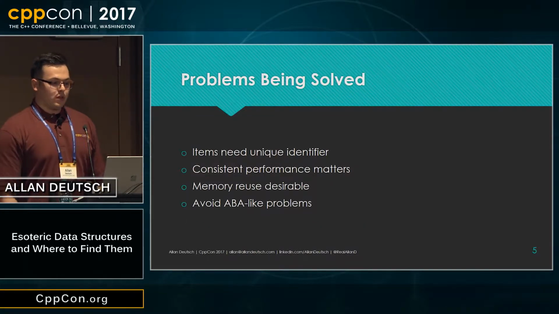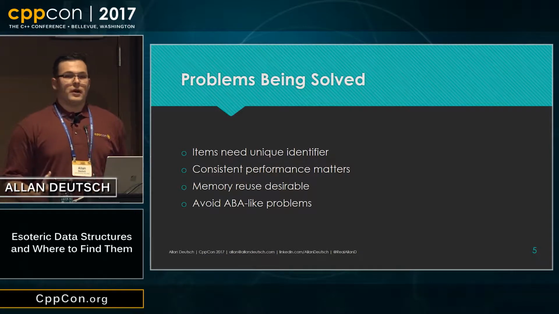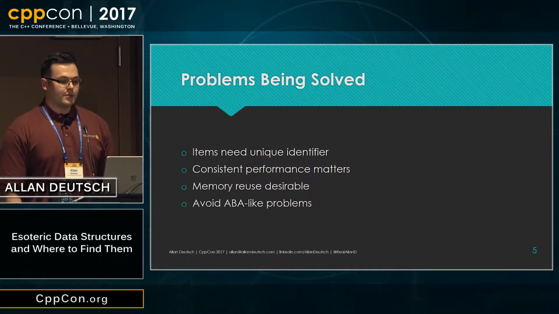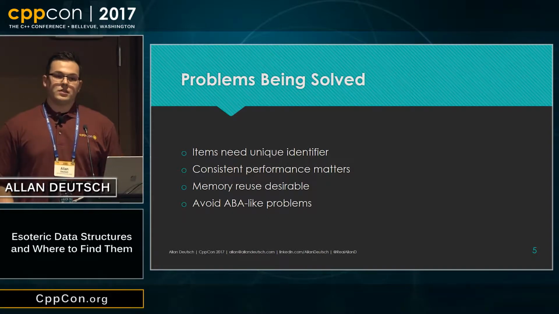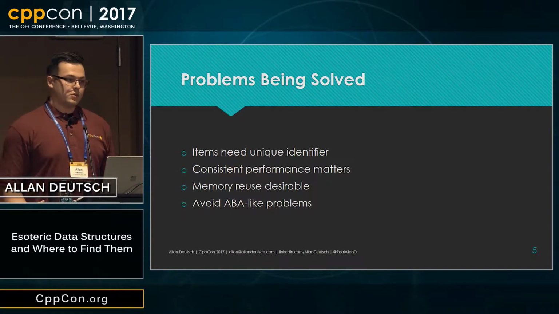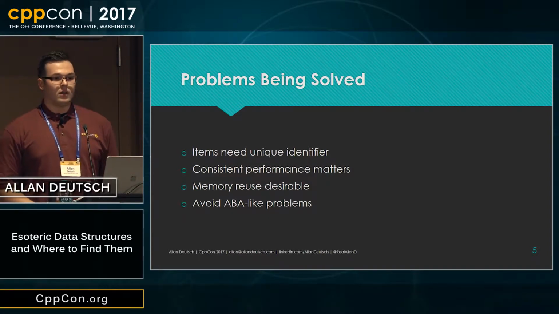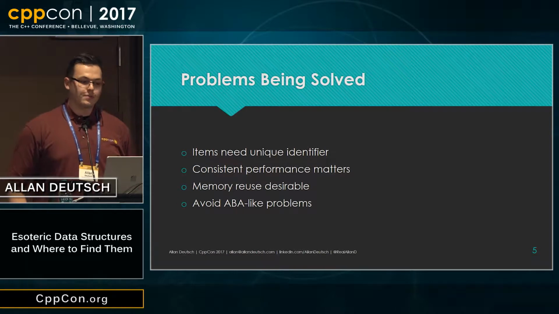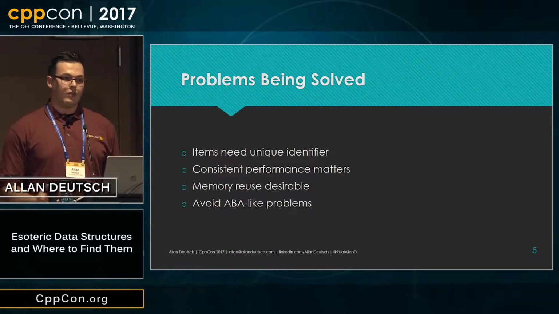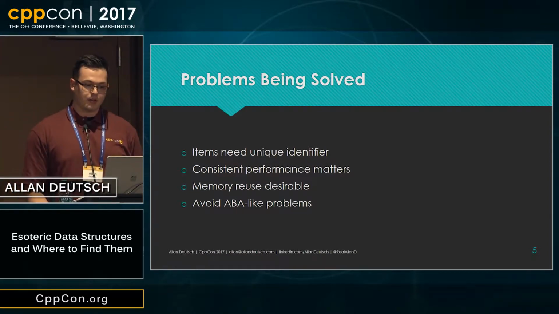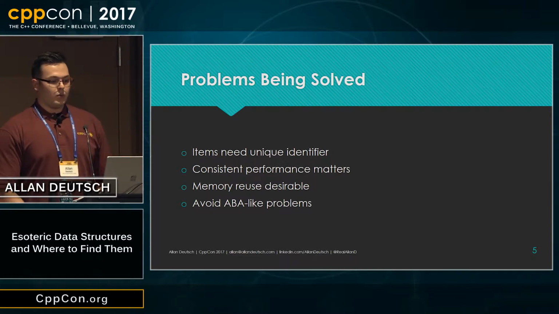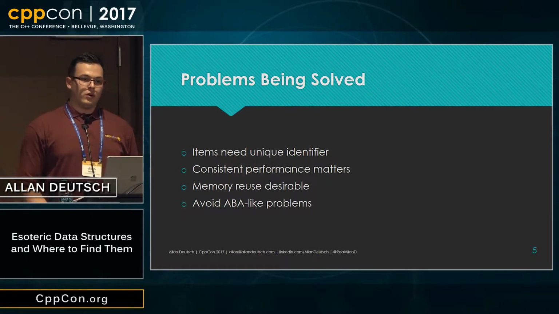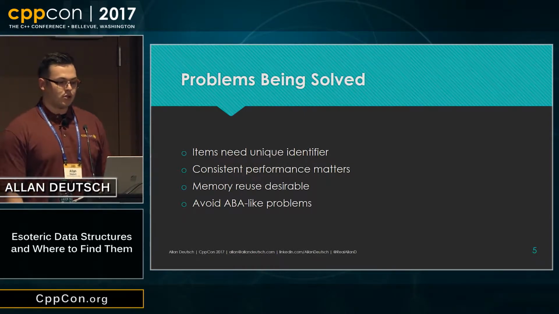So the problems being solved by a slot map are that you have some items that need unique identifiers, and you have to have consistent performance. So this is specifically from games. We have a very tight time schedule, and it needs to be consistent for a pleasant user experience. And so making sure that we don't have amortized costs that could spike unexpectedly is desirable. And we also get to reuse memory so that we don't have to do lots of allocations and deallocations.